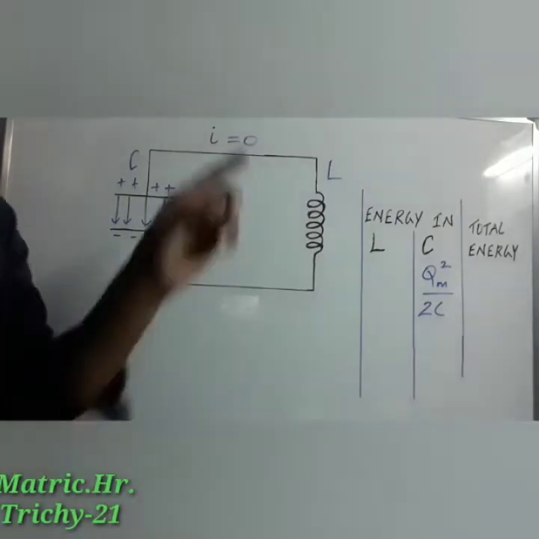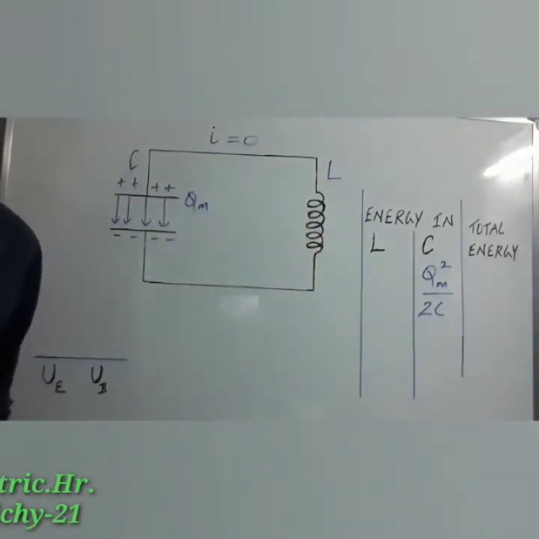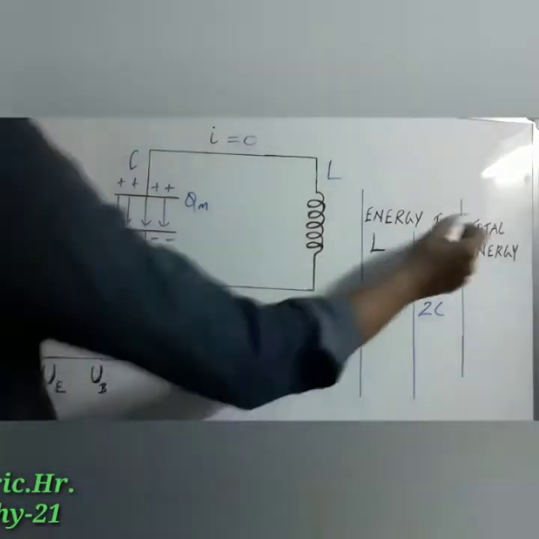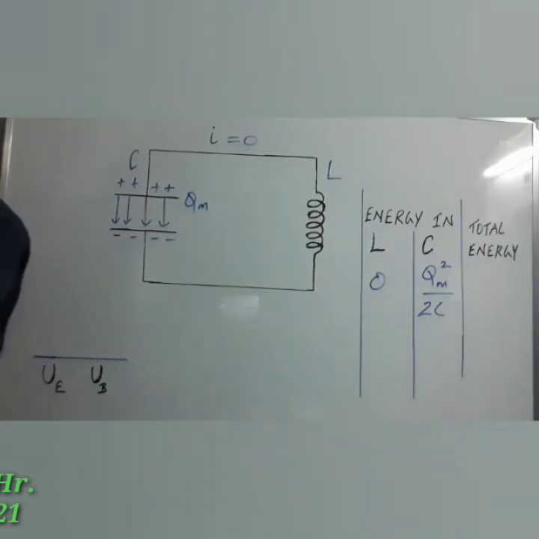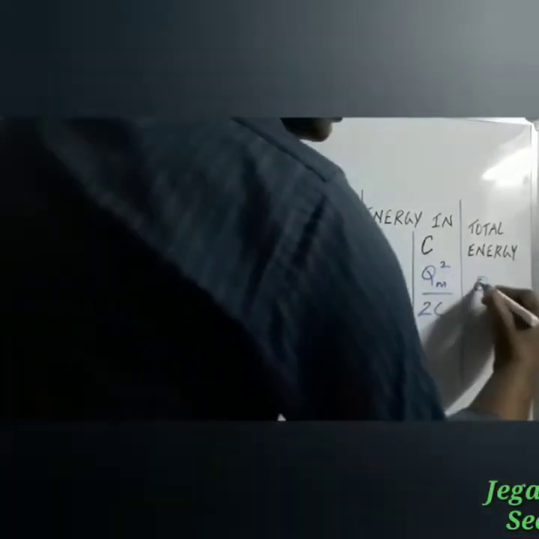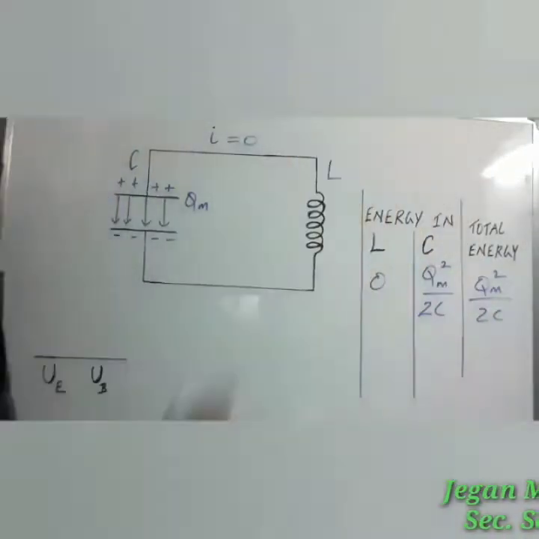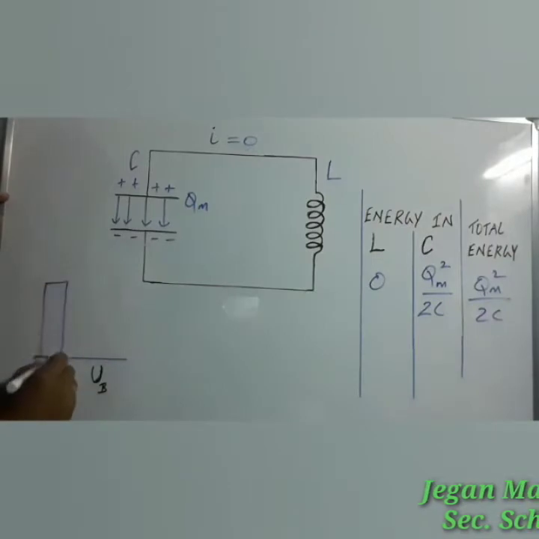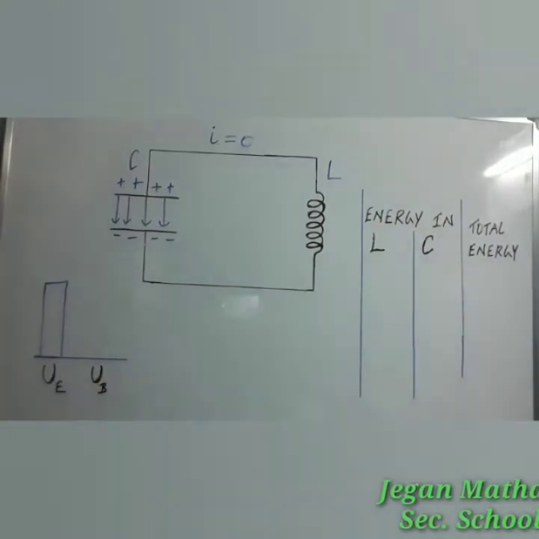As there is no current in the inductor, the energy stored in the inductor is 0. Therefore the total energy in this case is fully electrical. What is the total energy? Qm squared by 2C, which is equal to the energy in the capacitor. For this case, electrical energy is maximum, and energy stored in the inductor is 0.